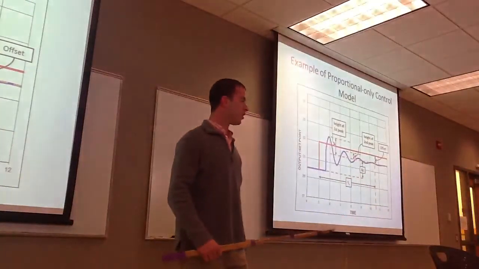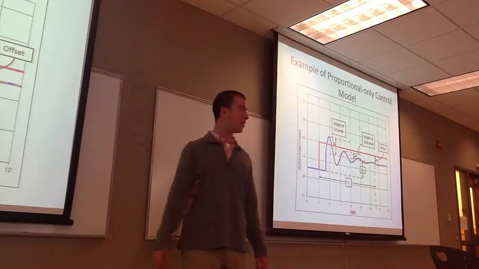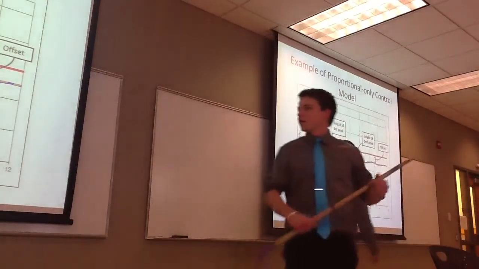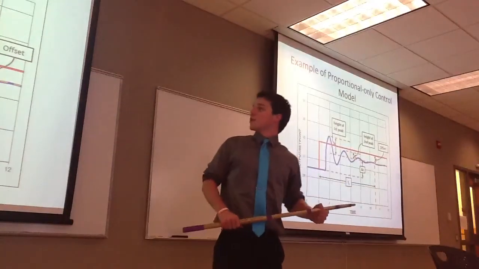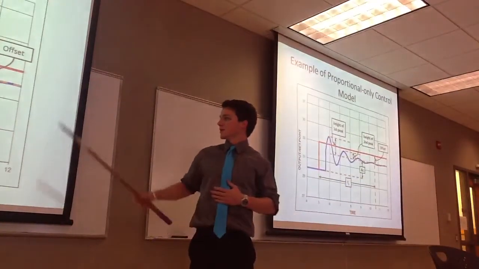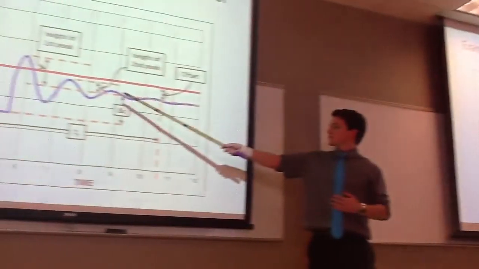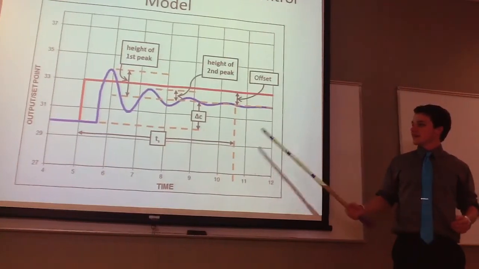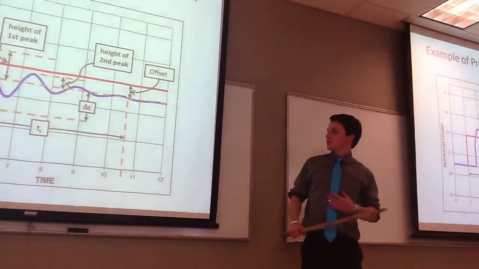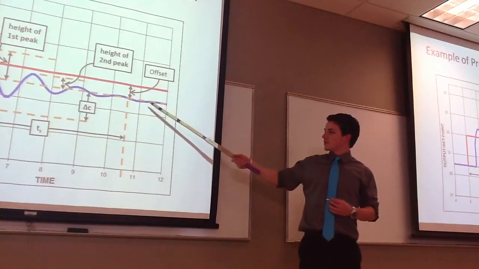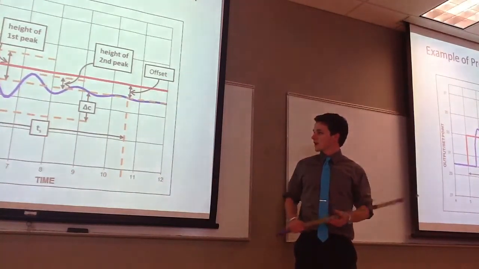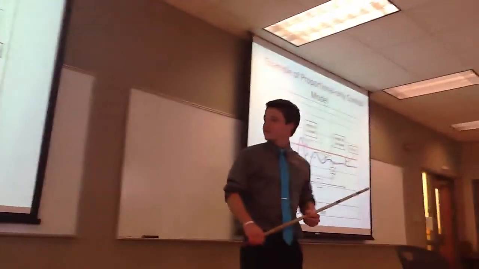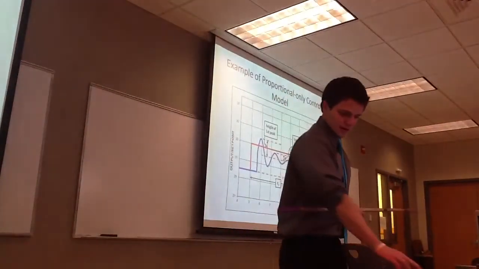And I'll hand it off to Casey now so that he can start telling you about the proportional-only model. Alright. This is the proportional-only control model, where that's the height of the first peak and that's the height of the second peak. The height of the second peak divided by the height of the first peak will give you the decay ratio, and from this we can also find our offset, and we can find our settling time for each value of controller gain.